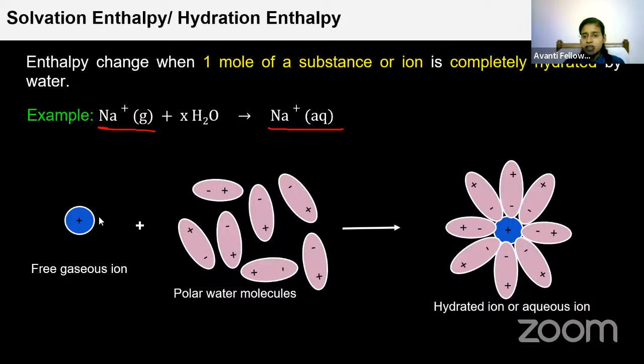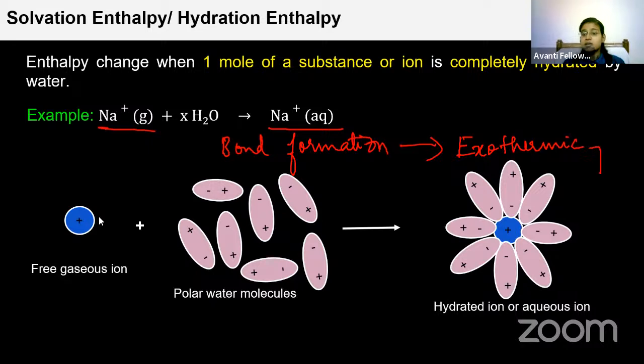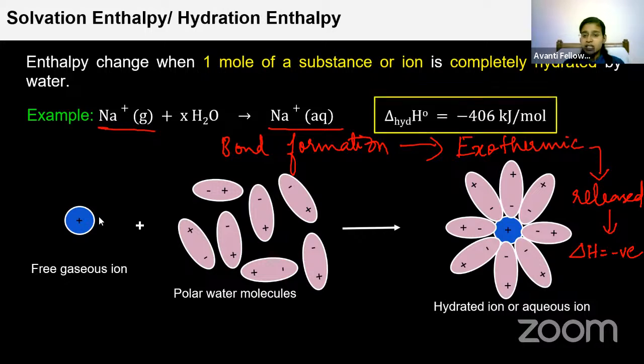Here bond formation occurs between water and the free gaseous ion. Bond formation means it is an exothermic reaction. So during bond formation, energy will be released and the delta H value will be negative. Got it? So this is an exothermic reaction and the hydration energy value is minus 406 kilojoule per mole. Got it? Can you understand what lattice enthalpy and hydration enthalpy are?